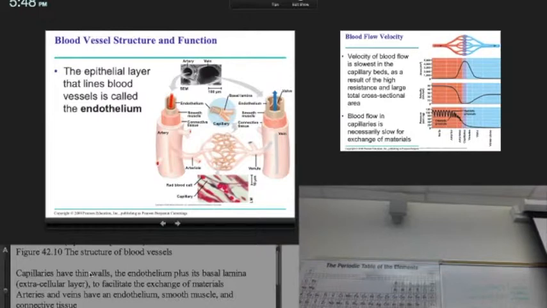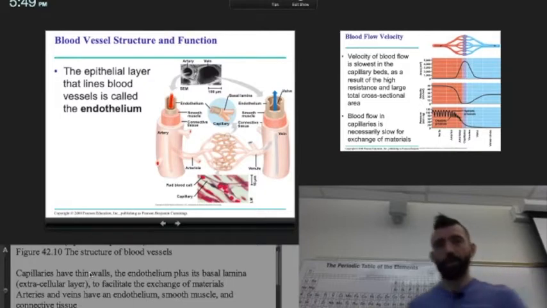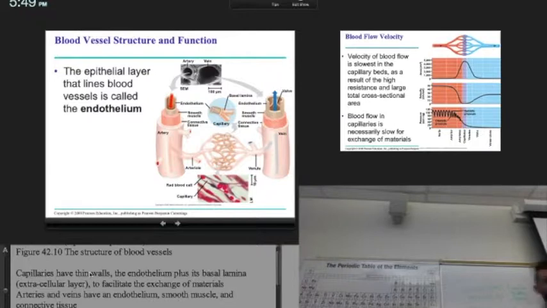By far the simplest is the capillary. All three of them have as their innermost layer endothelium. Endothelium is epithelial cells, squamous epithelial cells, the tiny, scaly-shaped, skinny ones that are really good at absorbing. So you have endothelium in the artery, in the capillary, and in the vein. The only other layer you have in capillaries is basal lamina. Basal lamina is extracellular, so it's not cells.